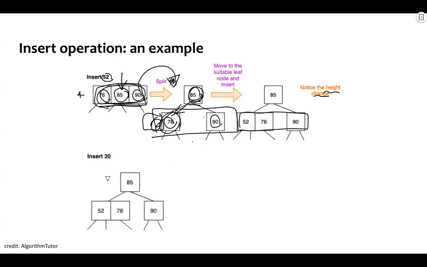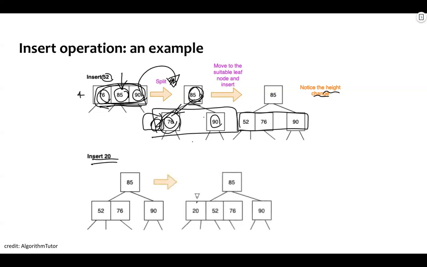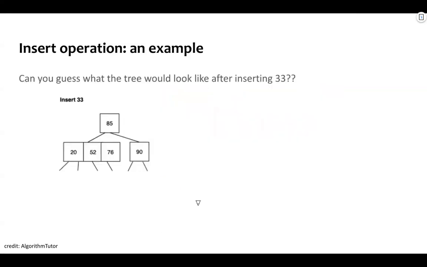And here, if you want to insert 20, then because it's smaller than 85, it's going to the left part and comes here. Okay, so insertion is pretty simple. And can you guess what the tree would look like after inserting 33? I'll give you like 1 minute to think about it.